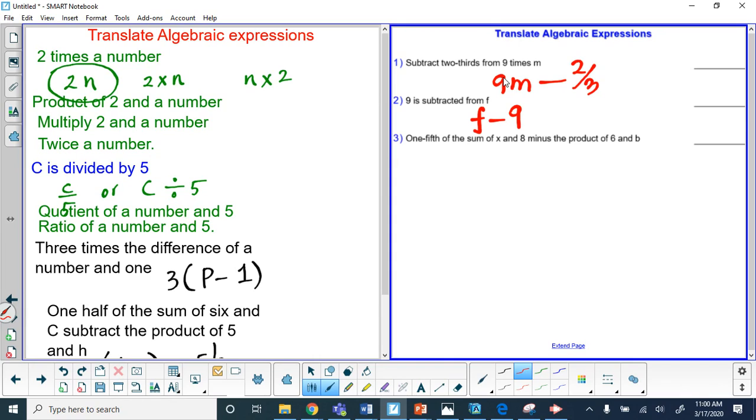Okay. Third question. 1/5 of the sum of x and 8 minus the product of 6 and b. This looks similar to the complex example we saw just now. All right. We start with the 1/5. Sum of x and 8 is translated to x plus 8. Now, as we have a group of independent terms, we have to use parentheses, minus, or in other words, subtract. The product of 6 and b is represented by 6b, and we are done.